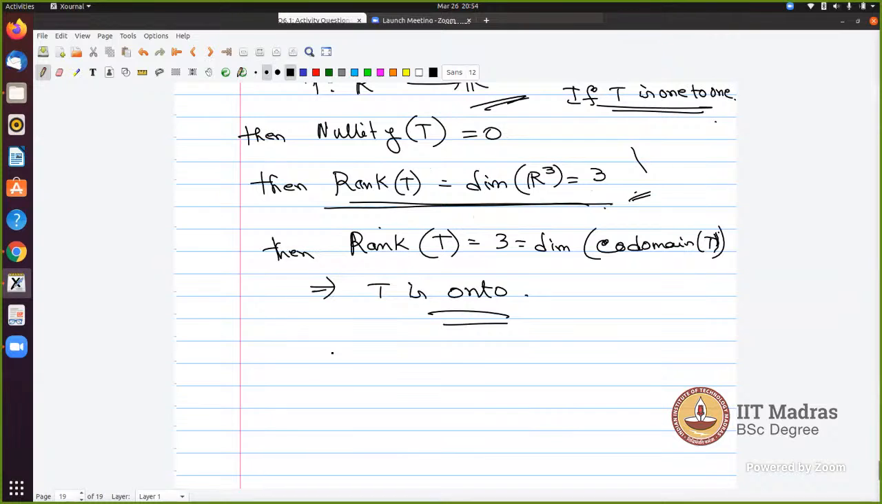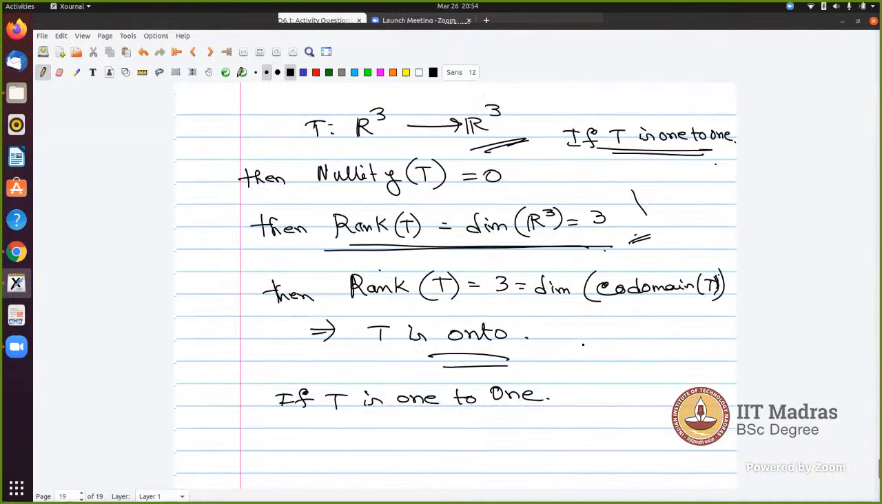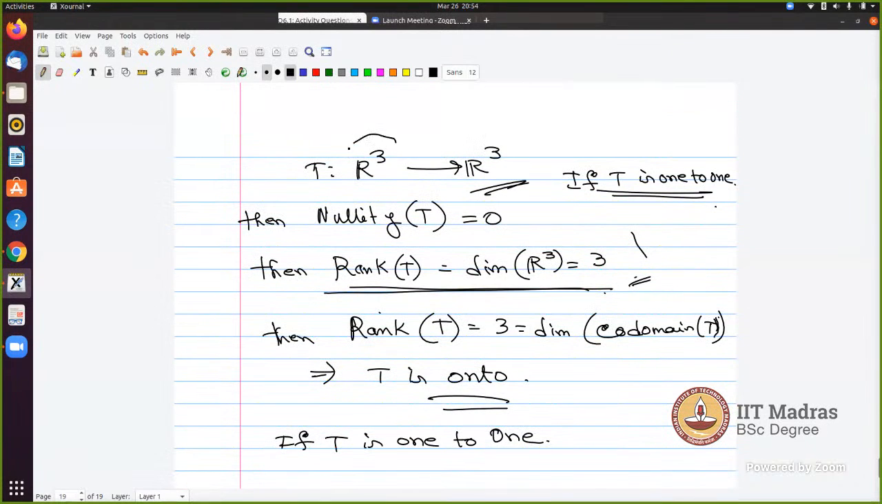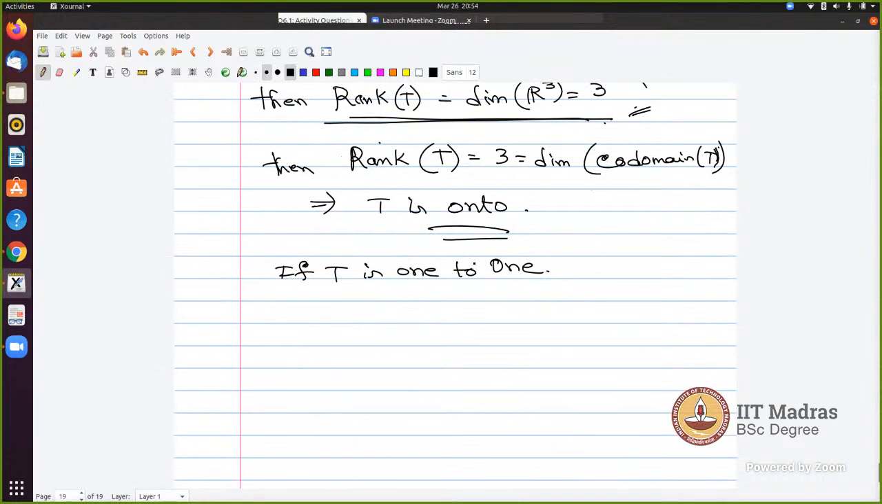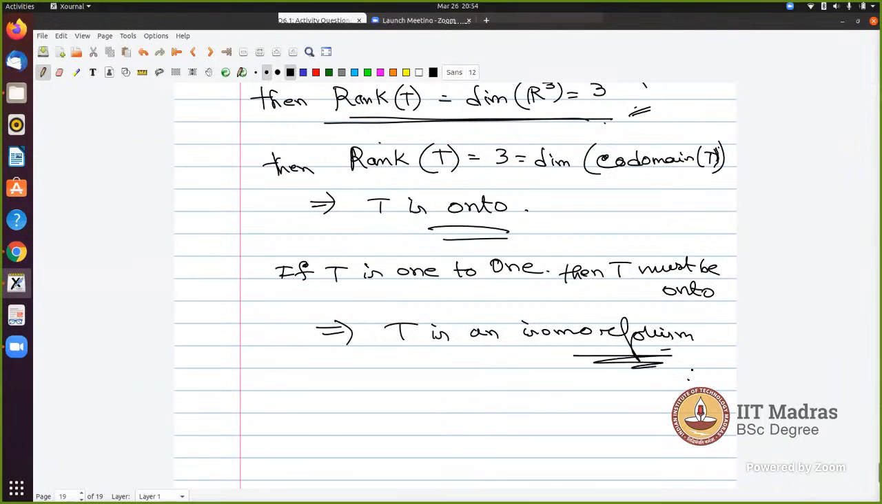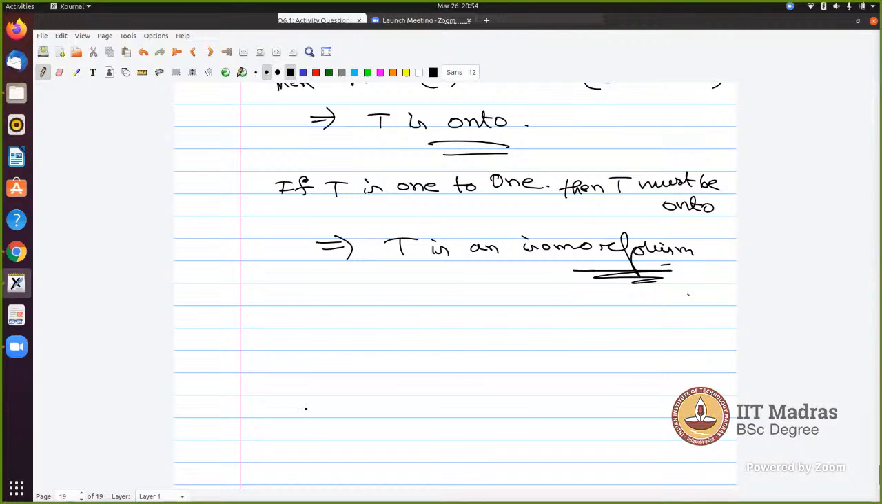So if T is 1 to 1, in this case, when I am going from the same dimension to the same dimension, I mean vector spaces of the same dimension, if T is 1 to 1, then T must be onto. That means T is an isomorphism. Clear? Yes.